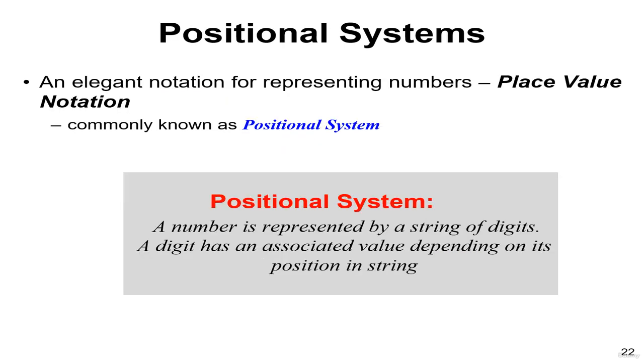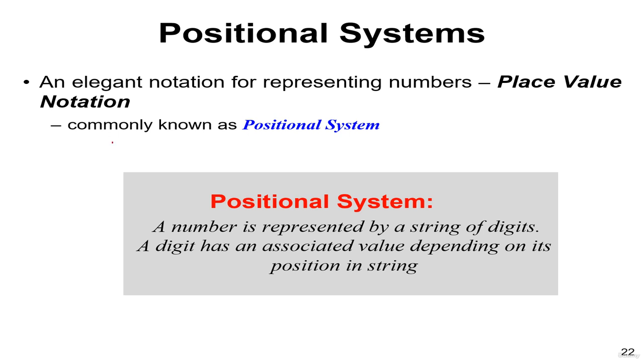Positional systems use place value notation for representation of numbers. In such systems, a number is represented by a string of digits, and each digit has an associated value depending on its position in the string.